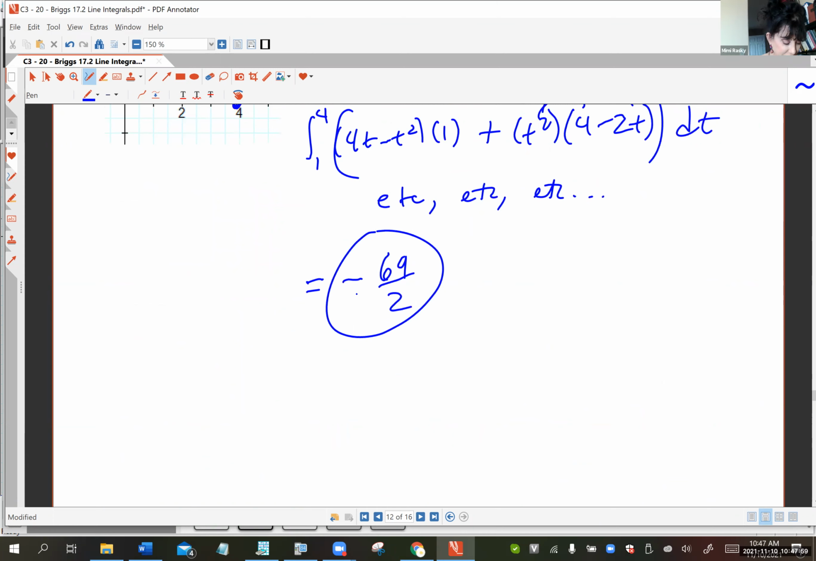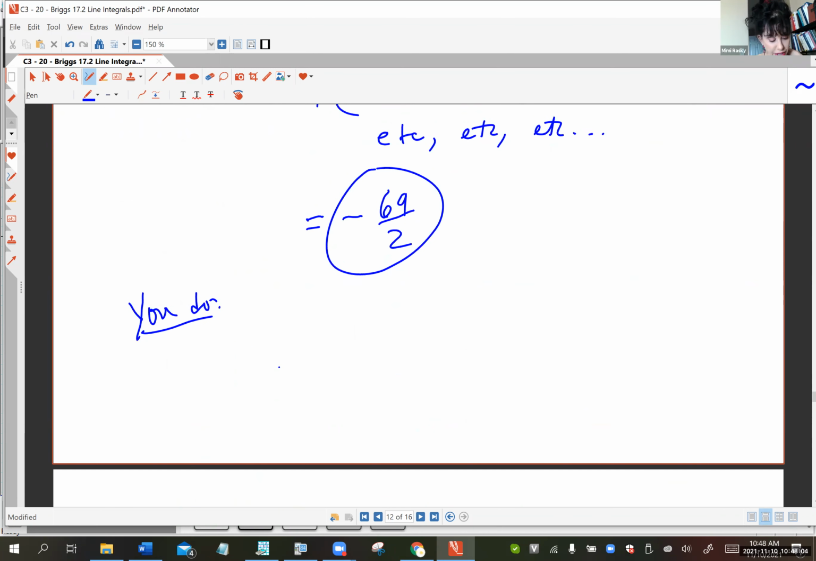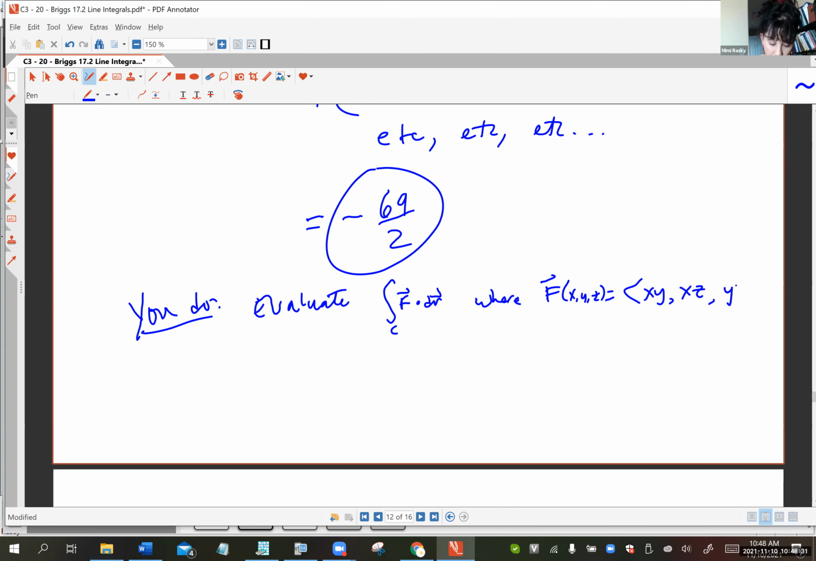Okay, so are you guys ready to try one? And for you folks watching at home, write this down. It's not in your course reader, and just try it. So I'm going to have you guys work on a little problem. You're going to evaluate this line integral, F dot dr, over C, where your vector field F(x, y, z) is going to be this vector with components xy, xz, yz. Interesting vector field, huh?